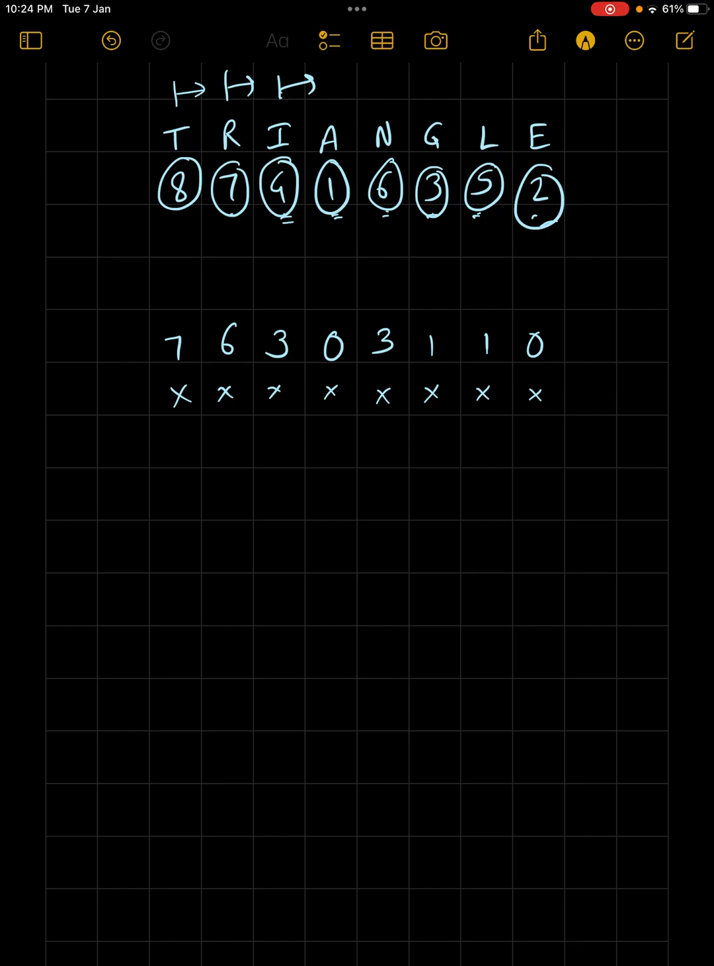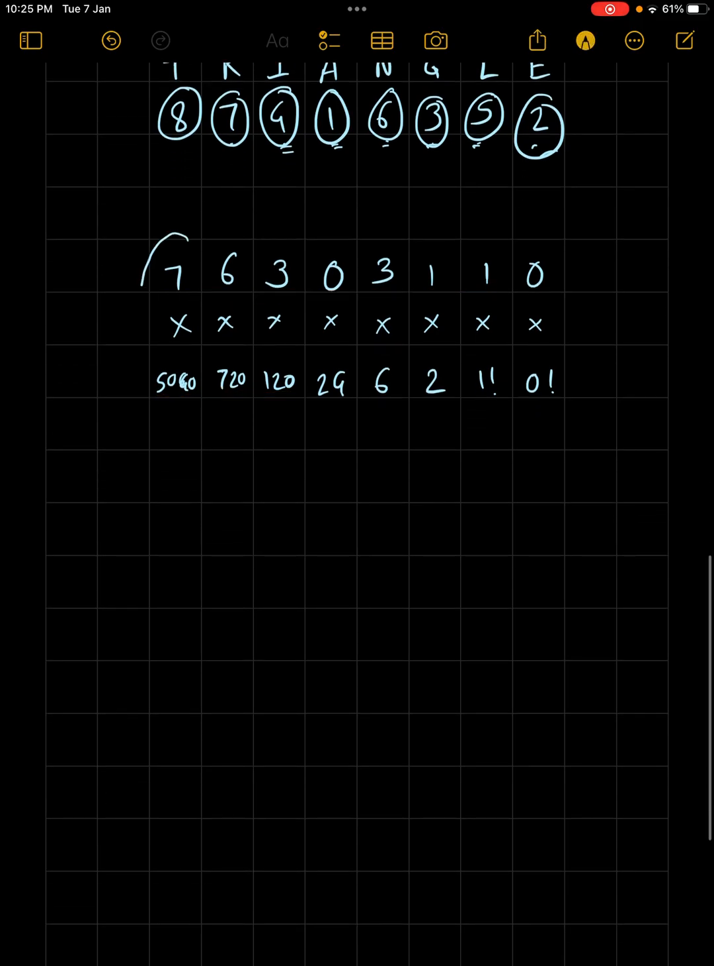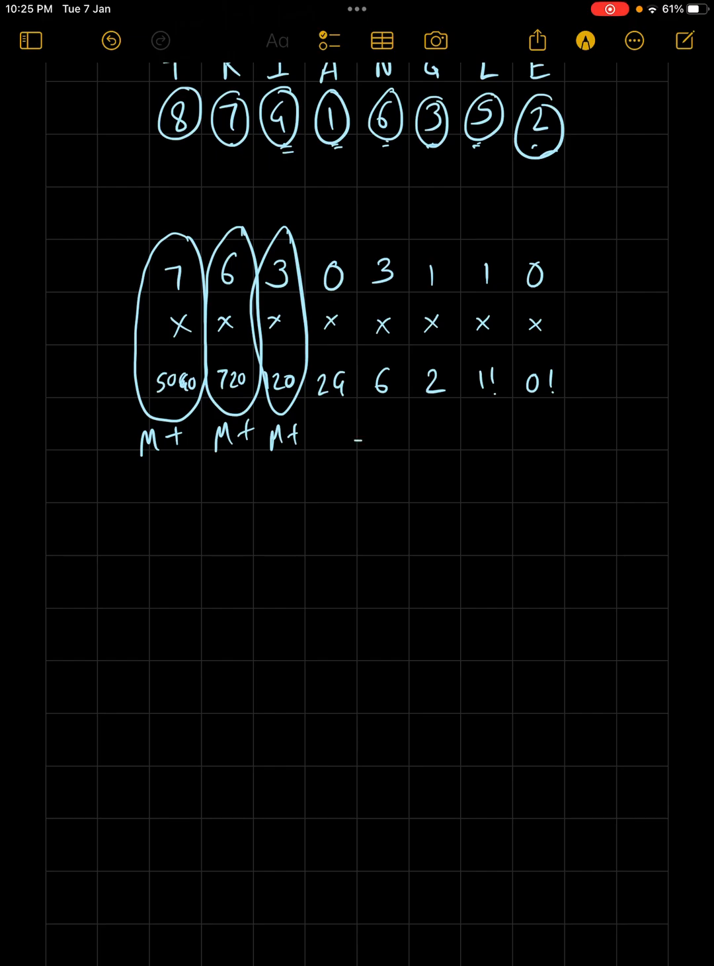Then we have to multiply these carefully. Starting from right to left, we'll write 0 factorial, 1 factorial, 2 factorial, then 3 factorial, 4 factorial, 5 factorial, 6 factorial, 7 factorial. That is starting from 0 to n minus 1. And then we have to add all these values. So on your calculator, just take 7 into 5040, M plus, 6 into 720, M plus, 3 into 120, M plus, and so on up to the end.